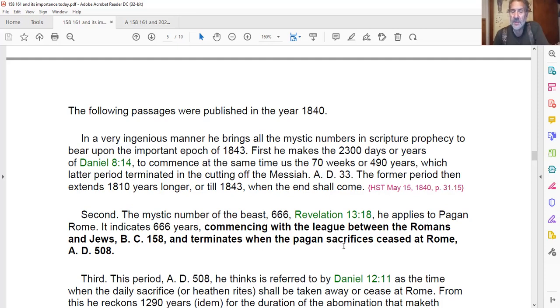Second, the mystic number of the beast, 666, Revelation 13:18. He applies to pagan Rome. It indicates 666 years, commencing with the league between the Romans and the Jews, BC 158, and terminates when the pagan sacrifices ceased at Rome, AD 508. Now, this is what Himes presented 7 years later.